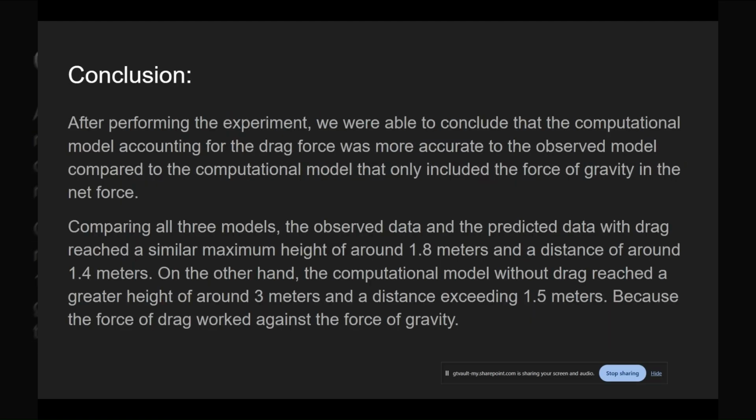So in conclusion, after performing the experiment, we were able to conclude that the computational model accounting for the drag force was more accurate to the observed model compared to the computational model that did not include the force of drag in the net force. In comparing all three models, the observed data and the predicted data with drag reached a similar maximum height of around 1.8 meters and a distance of around 1.4 meters, while the computational model without drag reached a greater height of around 3 meters and a distance exceeding 1.5 meters, as the force of drag usually works against the force of gravity, so without it, the force of gravity was mitigated.